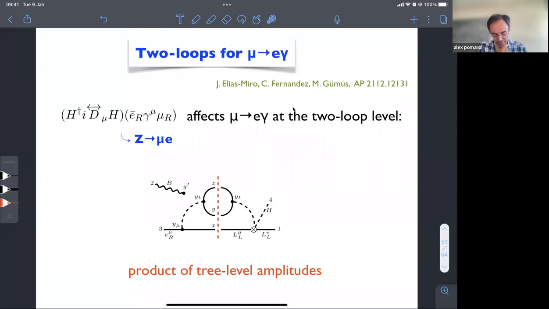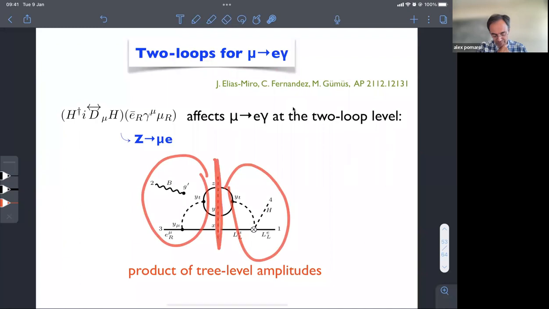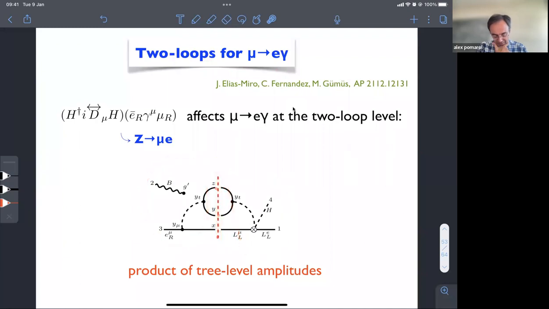You can also get two loops from two amplitudes. You have to calculate two tree-level amplitudes, integrate over the phase space of three states, and that also gives you the anomalous dimension. This happens when this operator cannot enter at the loop level. For example, you can show this operator cannot enter mu to e gamma at the one loop level, it can only come at the two loop level. And when this happens, if you don't have one loop, the two loop level is usually very simple to calculate also from tree-level amplitudes.